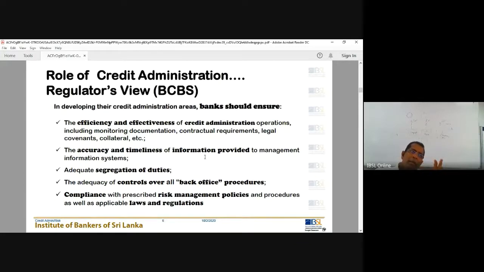So when you are developing the credit administration unit, these are the five factors you should ensure. Efficiency and effectiveness of credit administration. It has to be efficient and effective in doing their job. And accuracy and timeliness of information provided to MIS. Right? This is one 5 marks question. Efficiency and effectiveness, previously they have asked this. Efficiency and effectiveness, then accuracy and timeliness of the information provided.